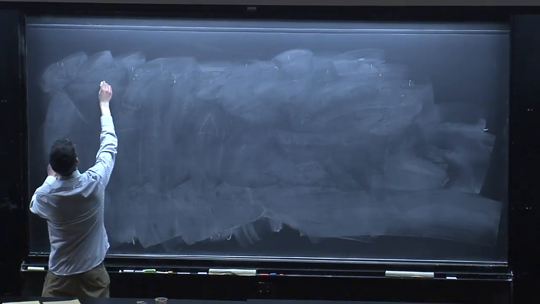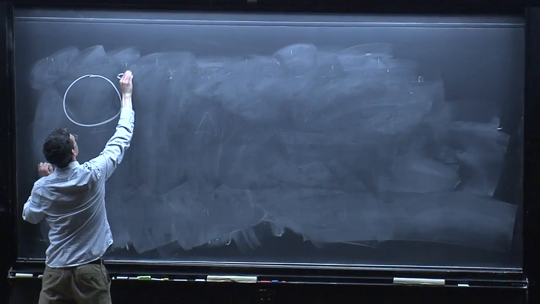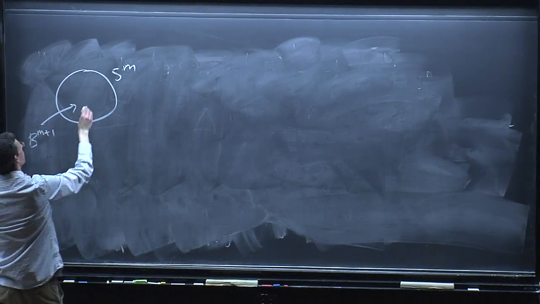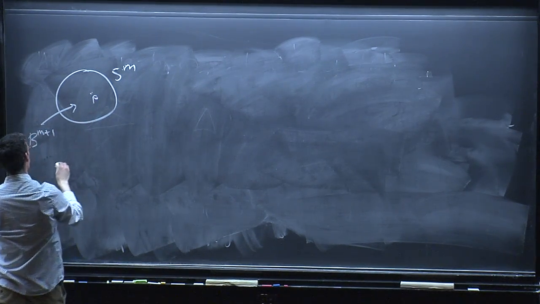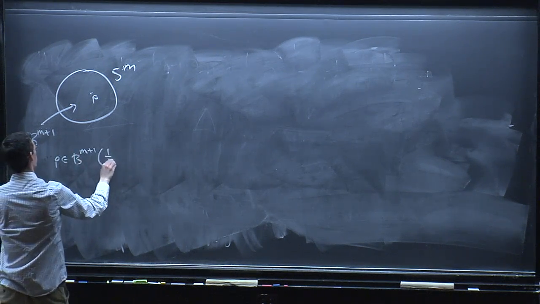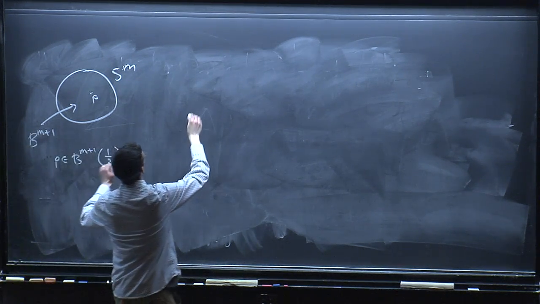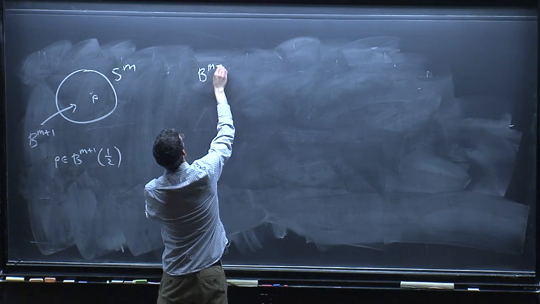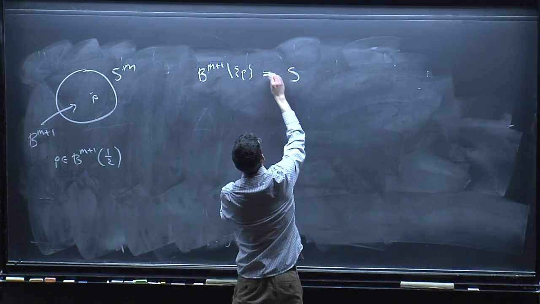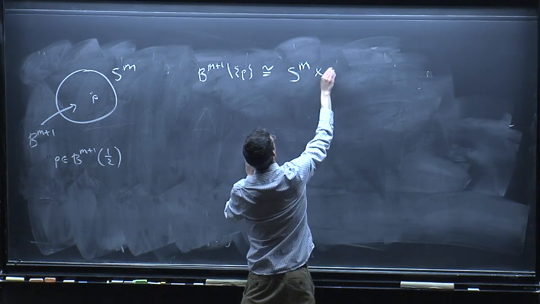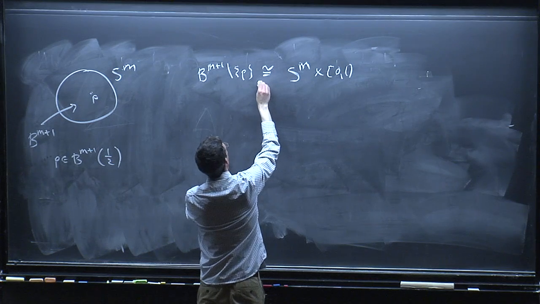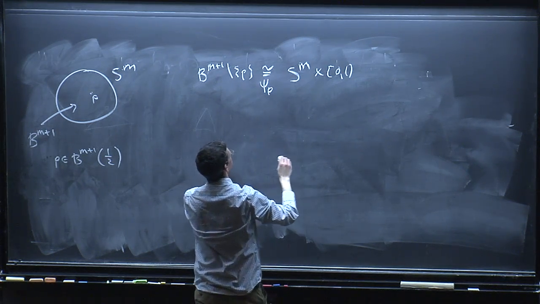OK. So here's S^m, and it bounds B^(m+1). And inside of here, we choose a point P. So P is in, let's say, the 1/2 radius ball. All right. So if I take B^(m+1) and I take away P, then I get something that's diffeomorphic to S^m cross (0,1). It's called this diffeomorphism C sub P.